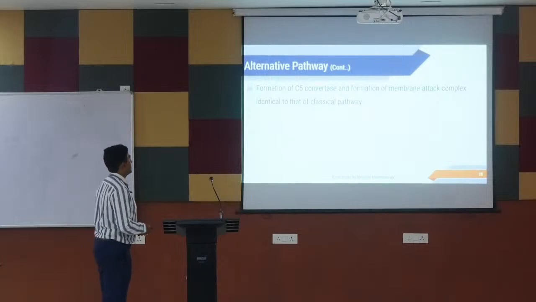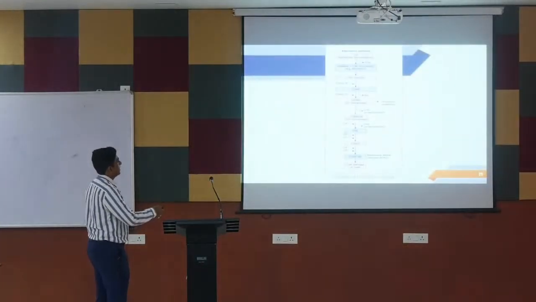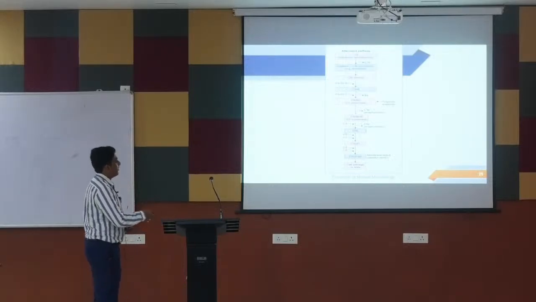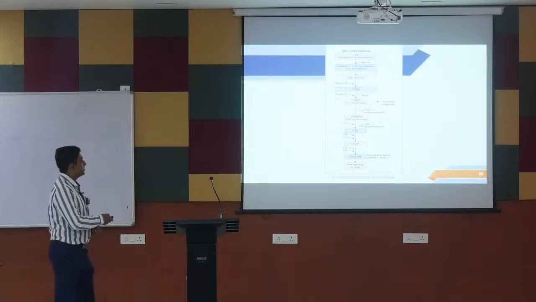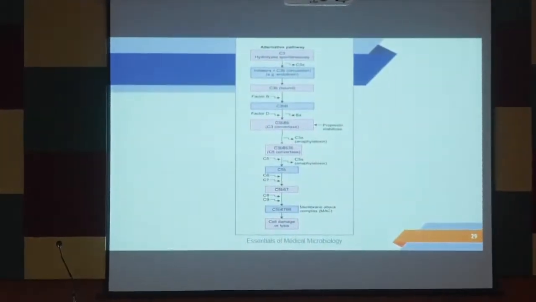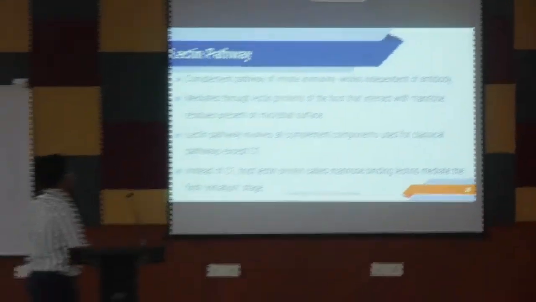Then formation of C5 convertase and the formation of membrane attack complex identical to that of the classical pathway. So, C3 comes and attaches, C3a goes out, then factor B comes and attaches, after factor B factor D, then properdin comes and stabilizes, C5 convertase, and finally the membrane attack complex, which leads to cell membrane damage or lysis. What is the lectin pathway?